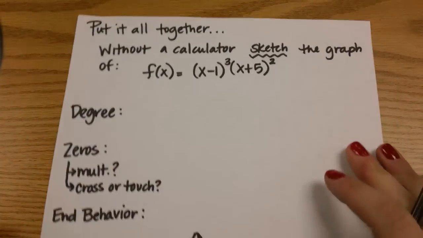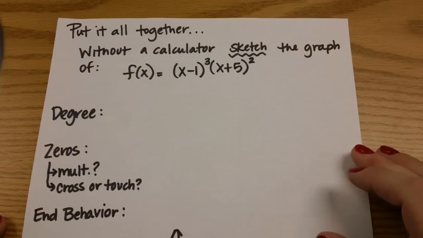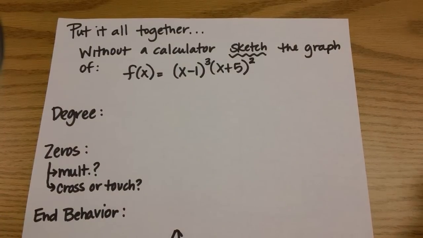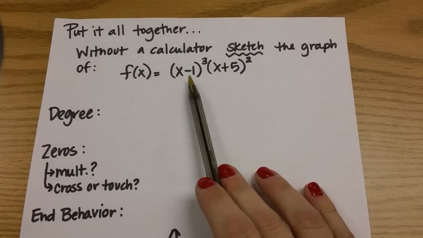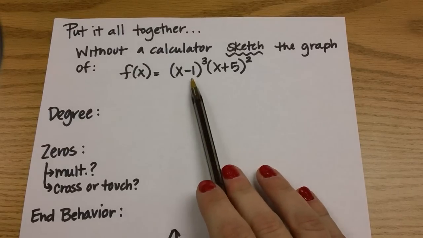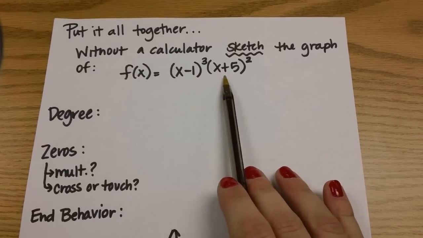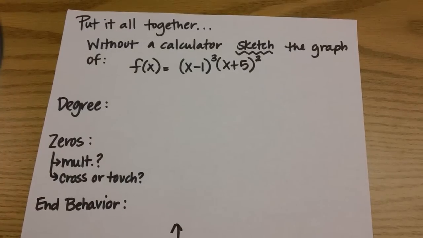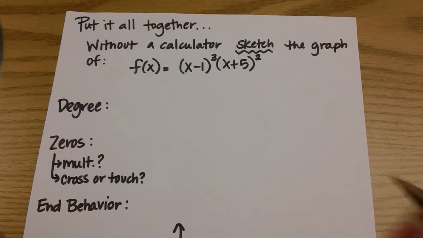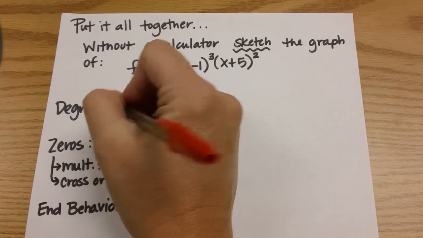All right, let's look at an example of putting all of this together. Without our calculators, we're going to sketch the graph of f of x equals (x minus 1) cubed times (x plus 5) squared. The first thing to look at is determining the degree of this function. If we were to multiply x minus 1 times x minus 1 times x minus 1 times x plus 5 times x plus 5, our leading degree is going to be 5. So the degree in this case is 5.